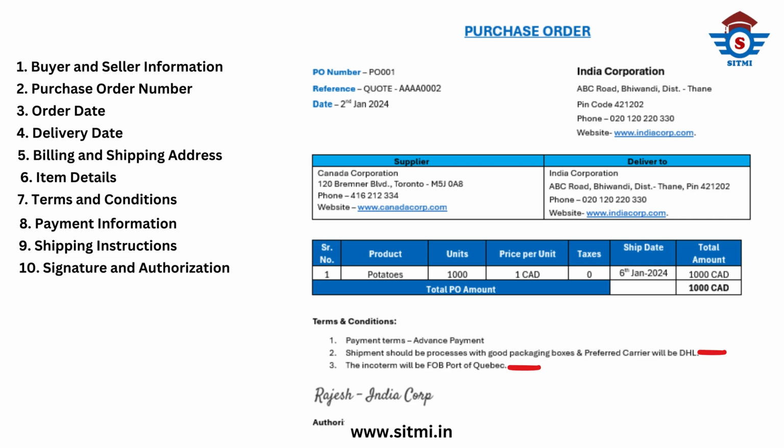The 10th point is signature and authorization. The purchase order may require signatures or approvals from authorized personnel within the buyer's organization, confirming their agreement to the terms and authorizing the purchase.